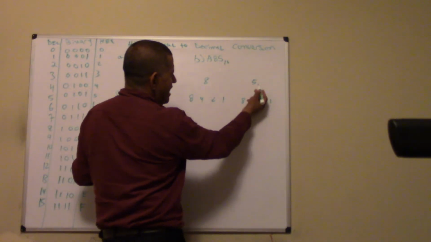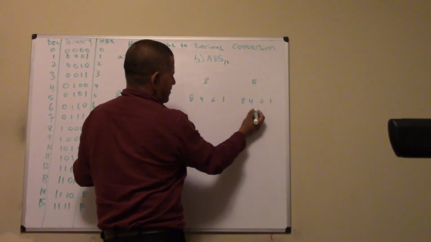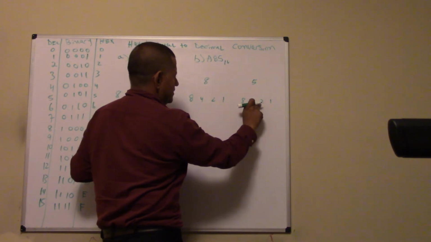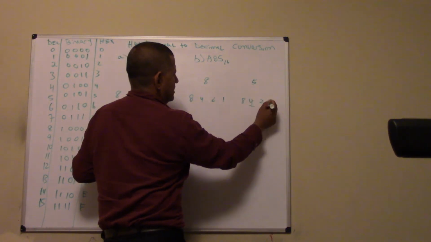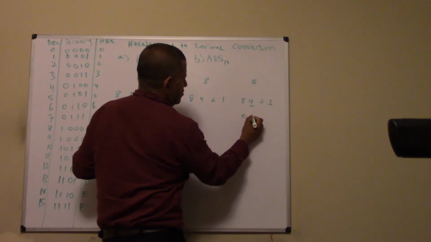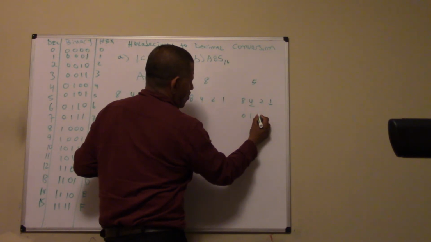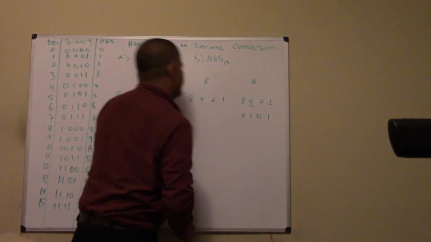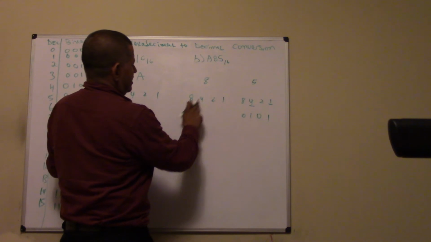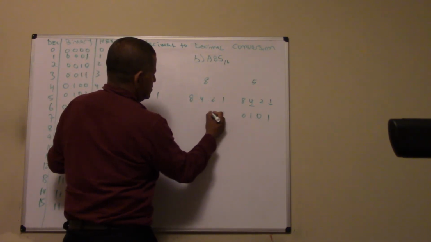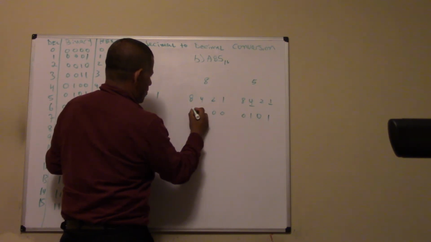So how do I actually get 5 here? I get 5 by doing this and this, nope, and this, right? Which means that this is 0, this is 0, and this is 1, right? Here, how do I get 8? Well, 8 is basically 0, 0, 0, 1, right?